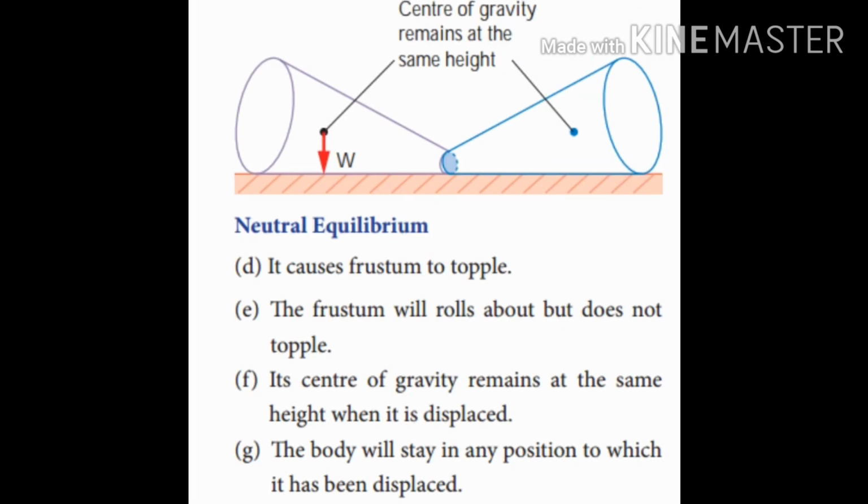Next one, neutral equilibrium. It causes the frustum to roll. The frustum will roll about but does not topple. Its center of gravity remains at the same height when it is displaced. The body will stay in any position to which it has been displaced.